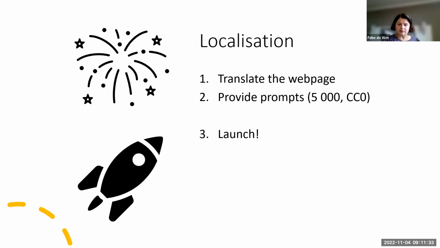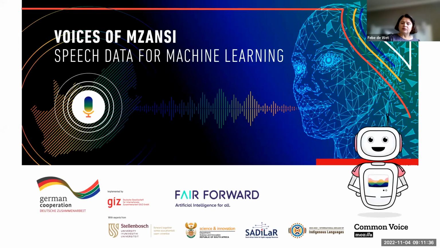So let me tell you what we have done. So the project under which all of this is happening is the Voices of Mzansi, and just before this meeting, our first batch of banners and flyers were delivered. So hopefully you'll see the banner around at conferences and the web and whatever. And the funding is provided by the Fair Forward project. That's part of GIZ, the German association. It's a German government department, and they focus specifically on international collaboration. And then the project started off while I was still at Stellenbosch University, so that's why their logo is there.